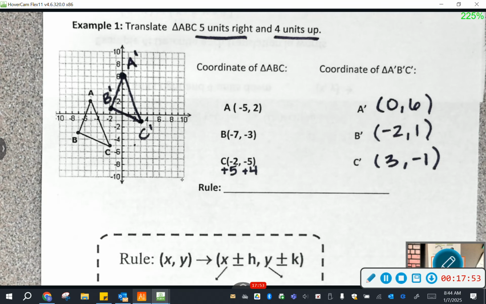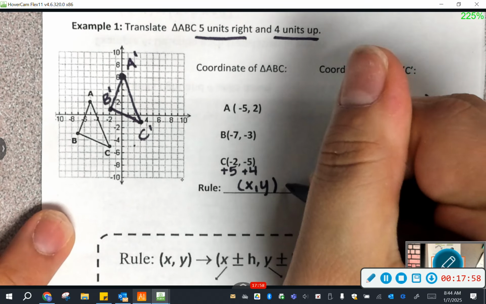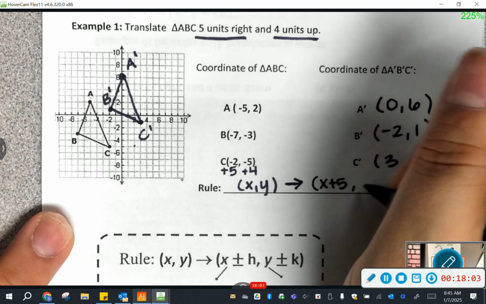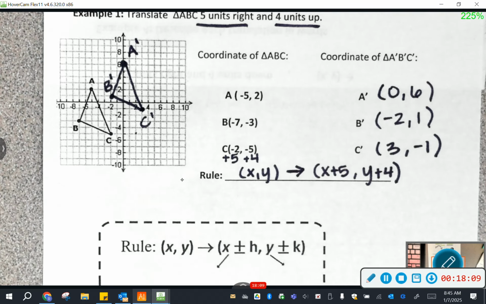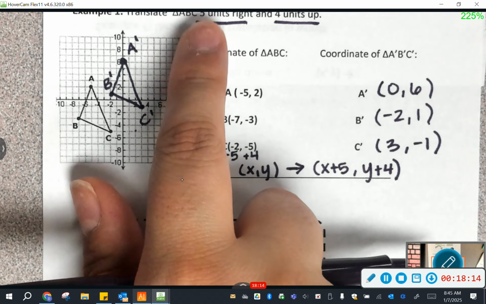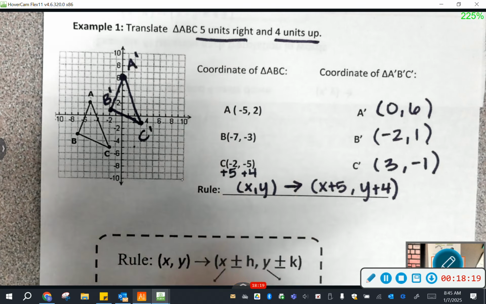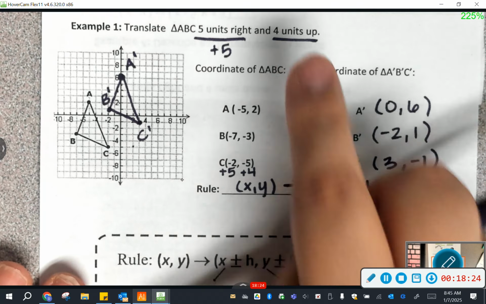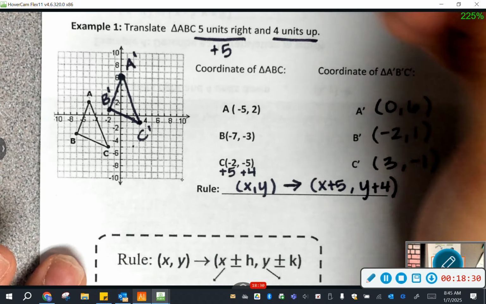This next part I just want you to write down. We're going to explain it in a minute, but my rule is x, y turns into x plus 5, y plus 4. Why would it be x plus 5? Because the x is the 5. I'm going which direction? Right. And isn't right going more positive? Yeah. So that's why it's plus 5. What about up? Up is plus 4.